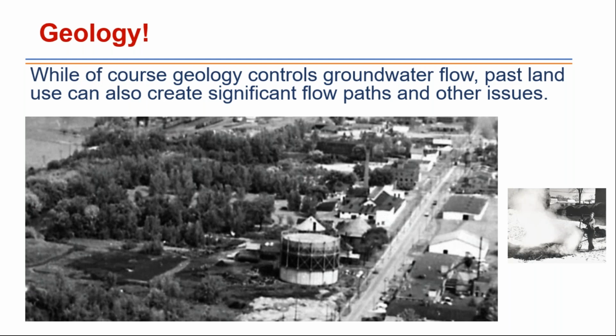But we have here a set of canals, which are preferential pathways, even though they're filled in now. And we have pipelines through the area which provide preferential pathways. So you really have to understand the past groundwater, past land use.